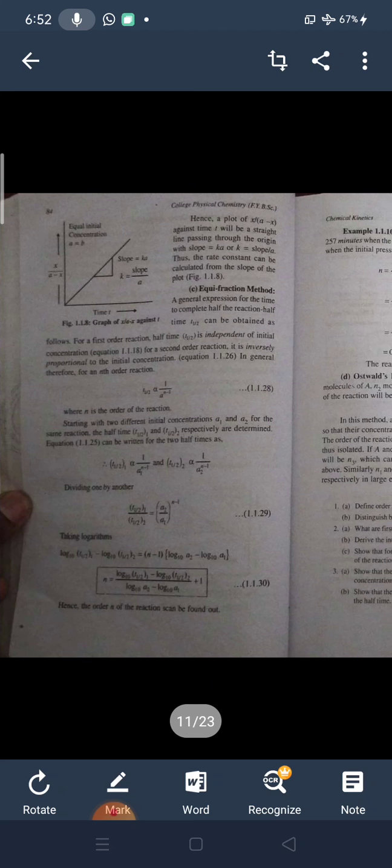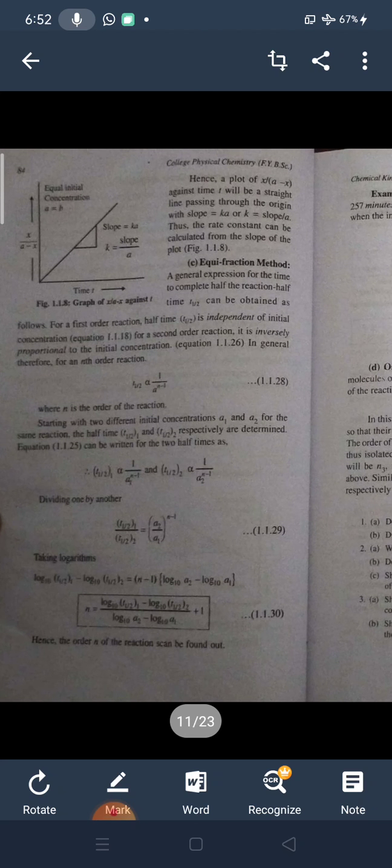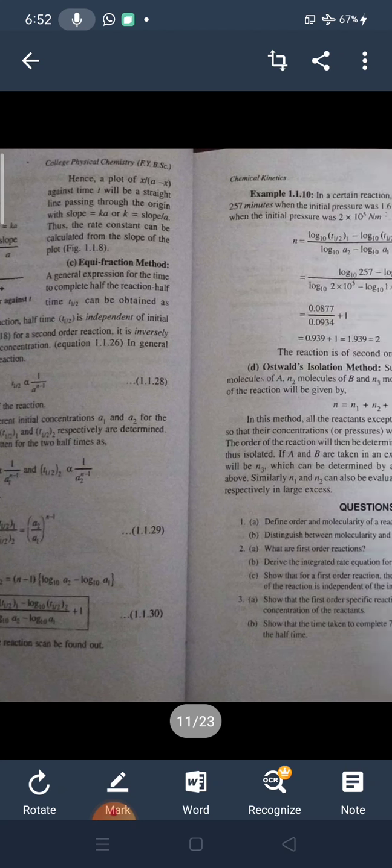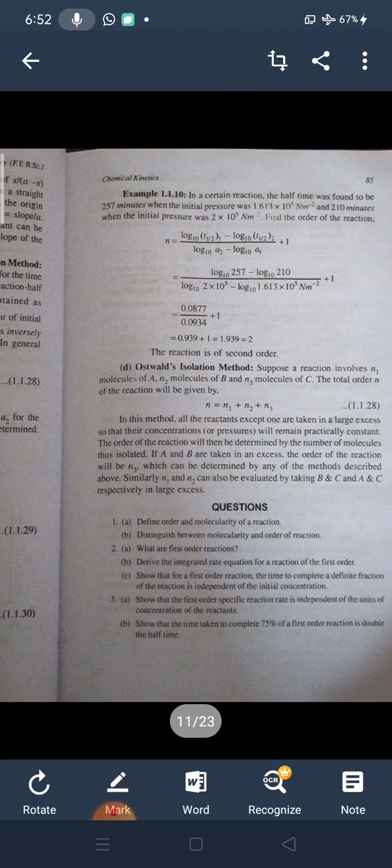Then the fraction method. In the practical, we are going to use this formula: n is equal to log10 t half 1 minus log10 t half 2 divided by log10 a2 minus log10 a1, plus 1. This formula is again used for the calculation of the order of the reaction. Here an example is given to you. You can go through this.